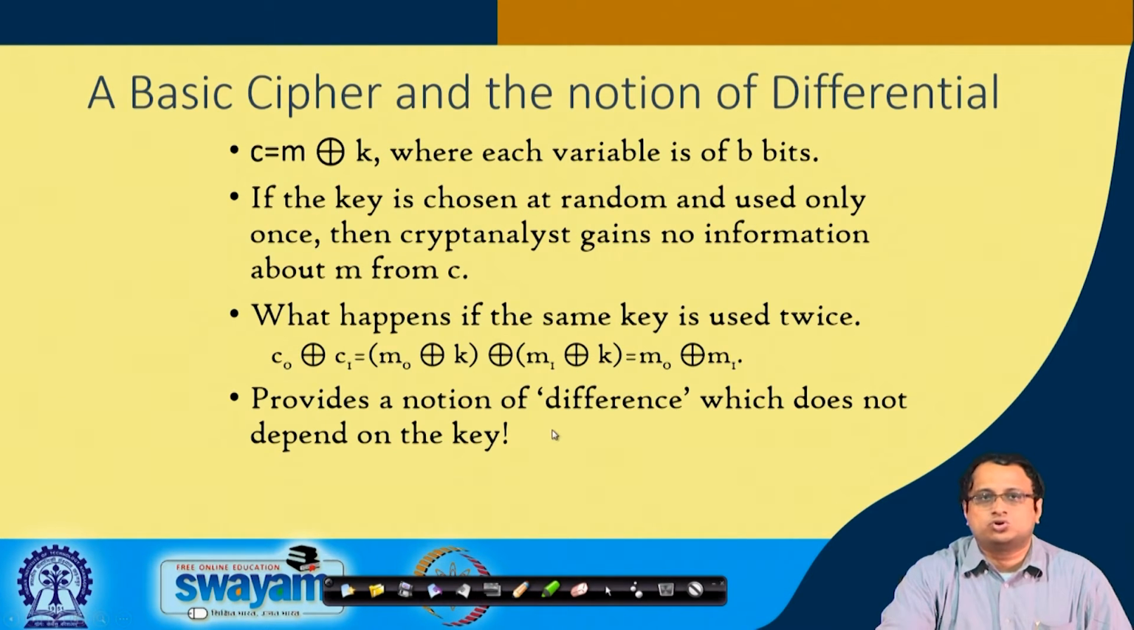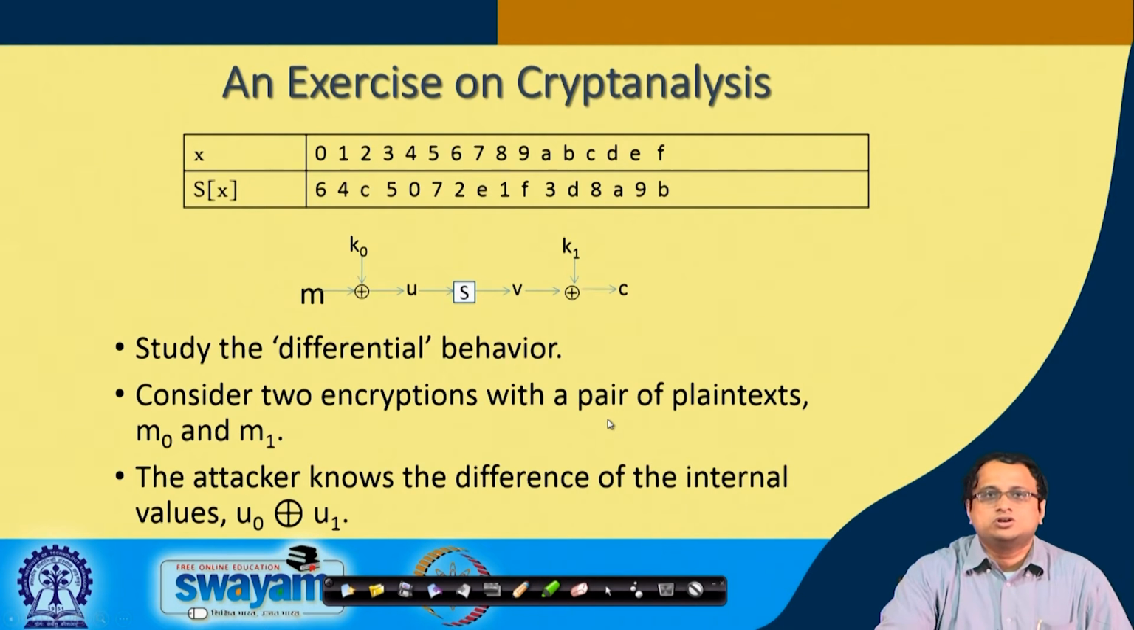So, this immediately shows that the notion of difference does not depend upon the key, and the key gets cancelled. This notion of difference is technically called the differential, okay, and therefore we try to calculate the differential of two states, which essentially does not depend upon the secret key. So, let us do a very simple exercise on cryptanalysis.